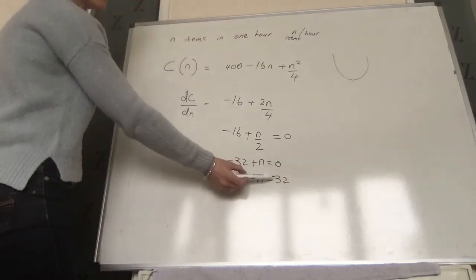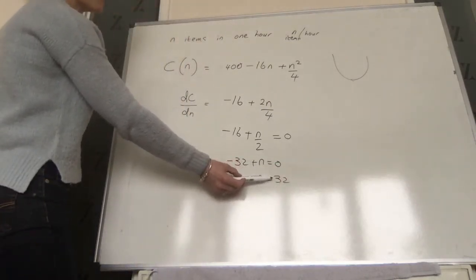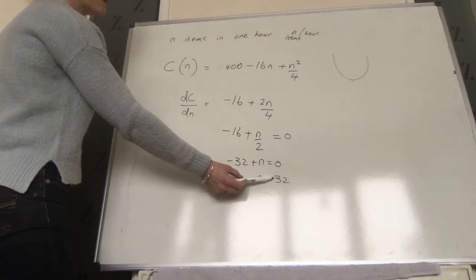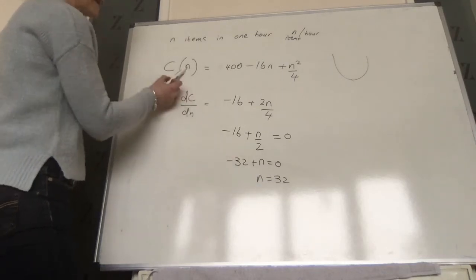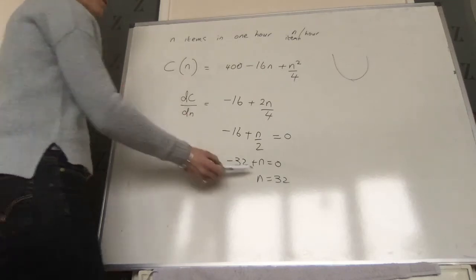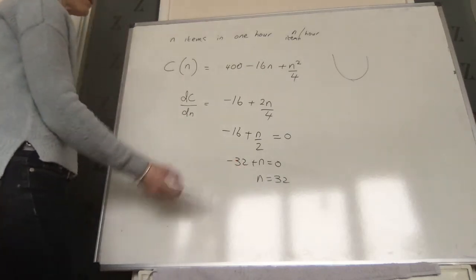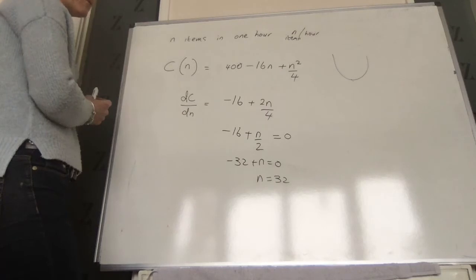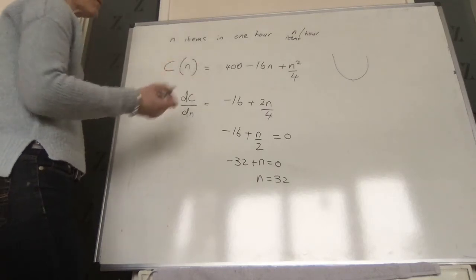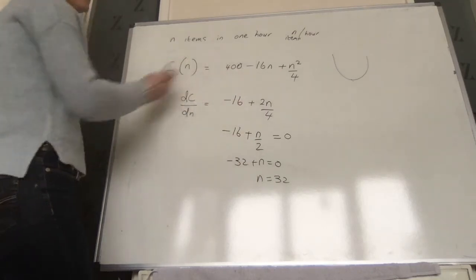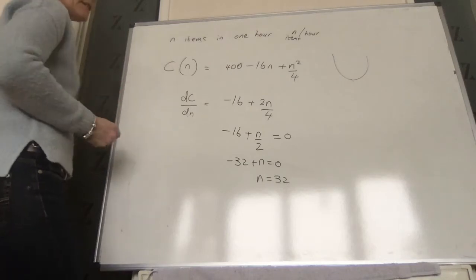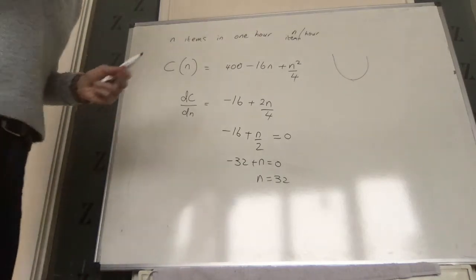What's that telling us? It's telling us that the minimum overhead you will get is when n is 32. So if you make 32 items per hour, that's when your overheads will be a minimum. And if you want to know what your actual overhead will be, you can put the n into that function and it will tell you. It didn't ask you the question. Okay, the next one.